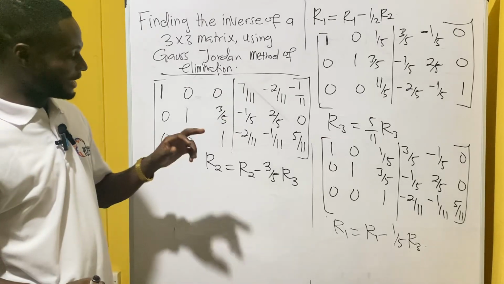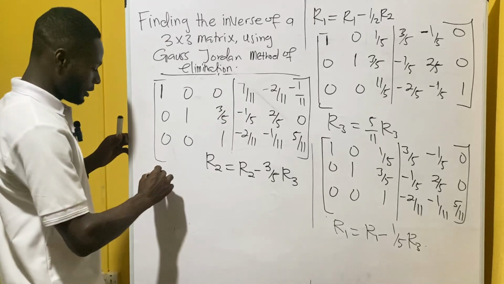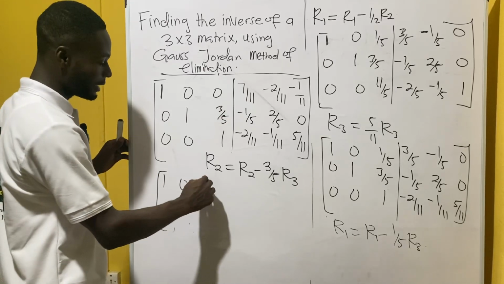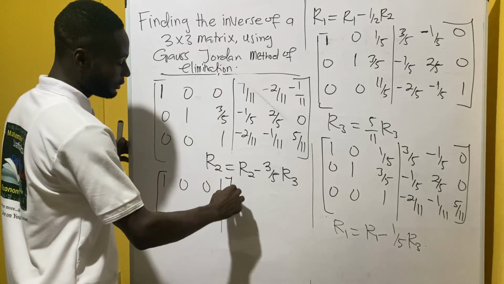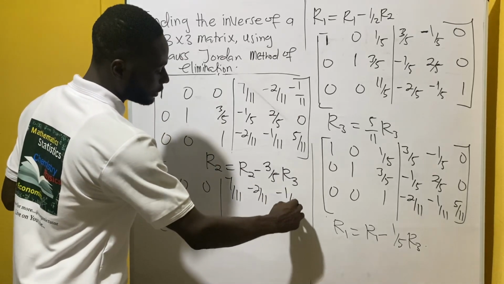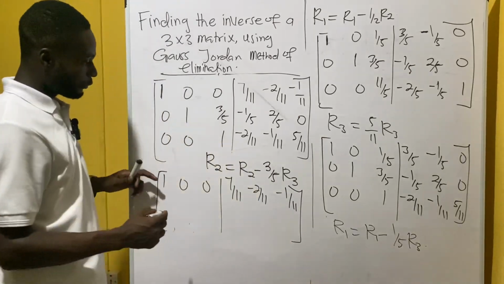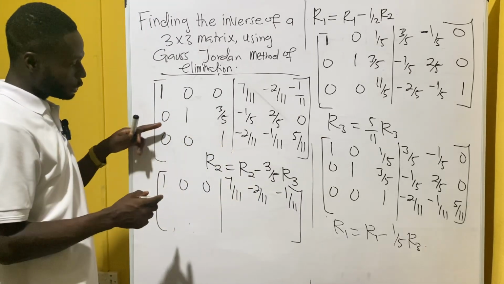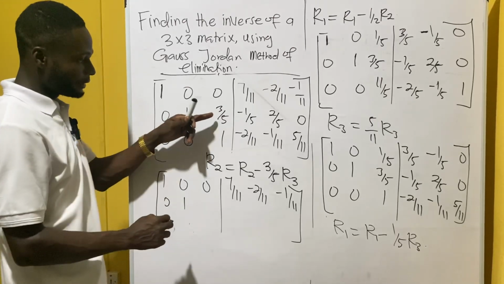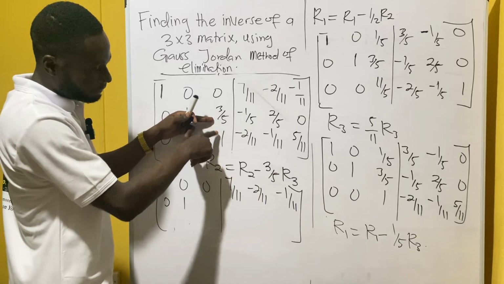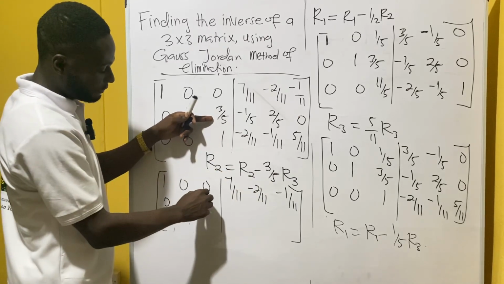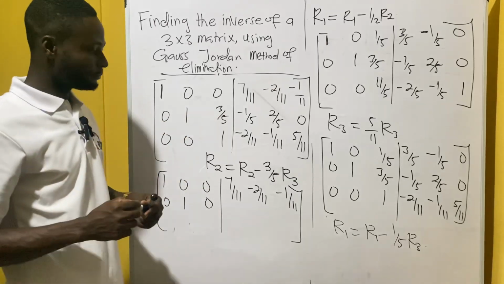All right, so you are maintaining the first row right there: 7 on 11, negative 2 on 11, negative 1 on 11. Then we consider row 2. This part is going to remain 0, 1, and this part is going to be 0, because 3 on 5 minus 3 on 5 times 1 gives us 0 right here.